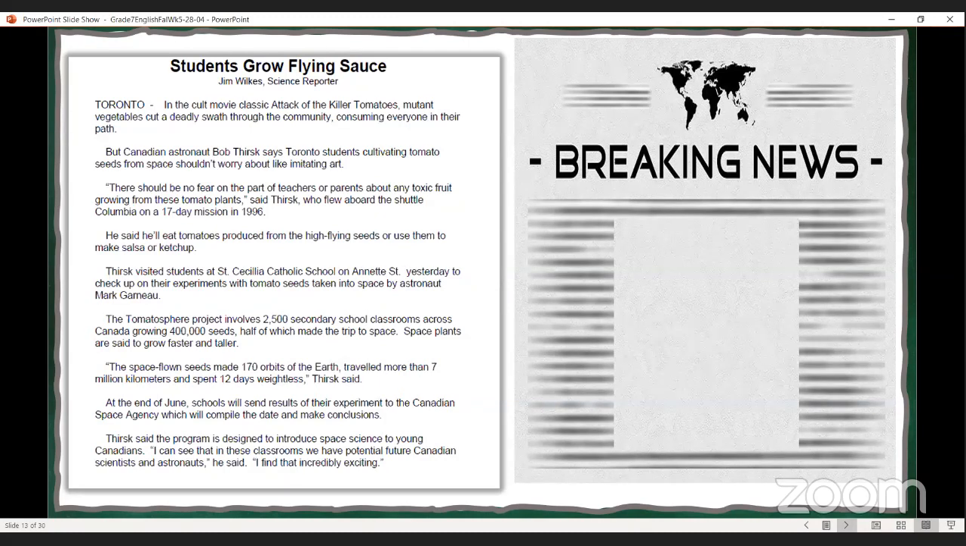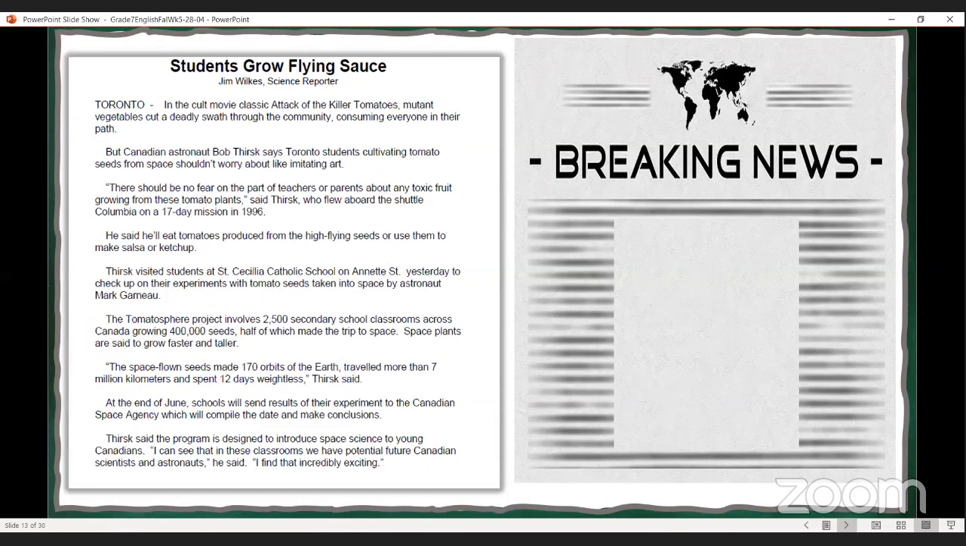Thirsk visited students at St. Cecilia Catholic School on Annette Street yesterday to check up on the experiments with tomato seeds taken into space by astronaut Marc Garneau. The Tomatosphere project involves 2,500 secondary school classrooms across Canada growing 400,000 seeds, half of which made the trip to space. Space plants are said to grow faster and taller. Space-flown seeds made 170 orbits of Earth, traveled more than 7 million kilometers, and spent 12 days weightless, Thirsk said.